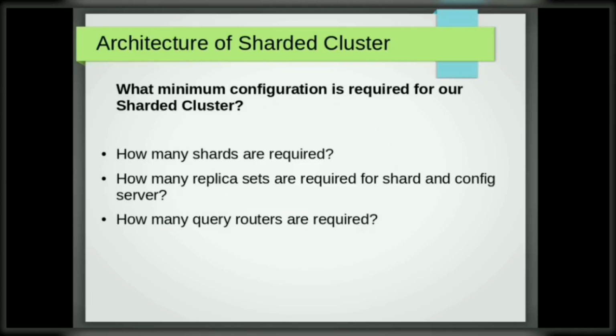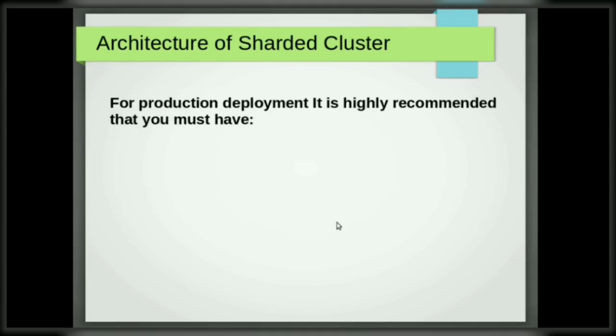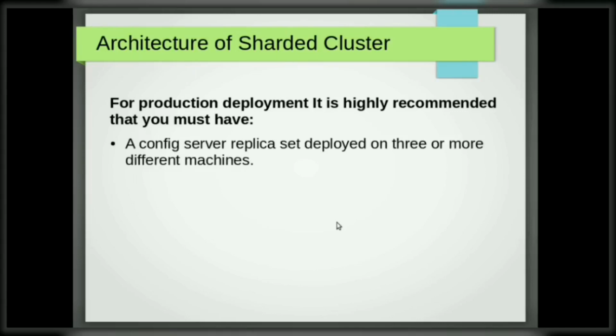Basically, the answers to these questions depend upon workload, data size and the availability of your resources. Initially, you can start with the bare minimum requirement, and later on you can add or remove resources based on your application traffic and data size. For production deployment, it is highly recommended that you have a config server replica set deployed on 3 or more different machines.